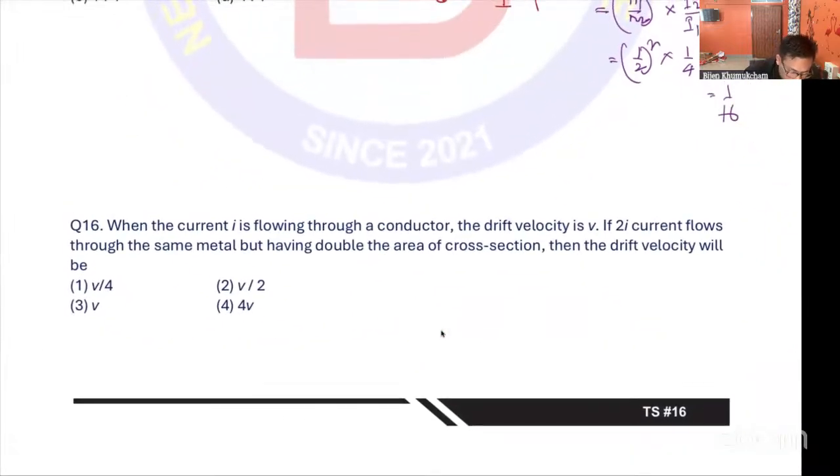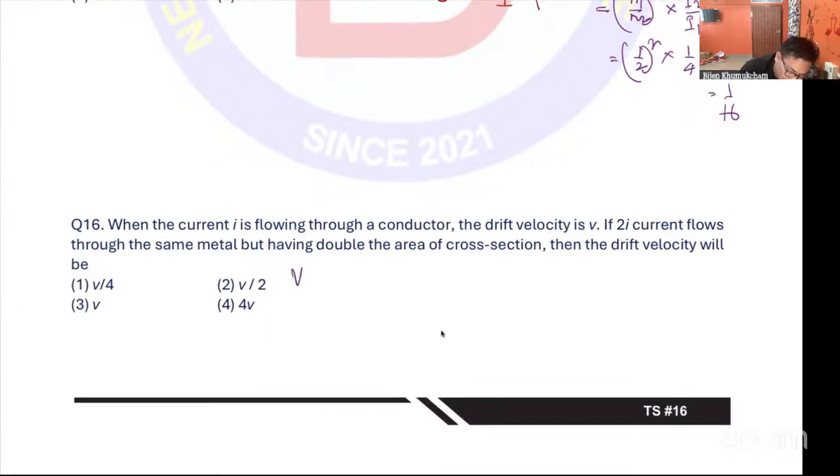Question number 16. When the current I is flowing through a conductor, the drift velocity is B. If 2I current flows through the same material, so n will be the same, but having double the area of cross section, then the drift velocity will be? I think it is the same type of question.